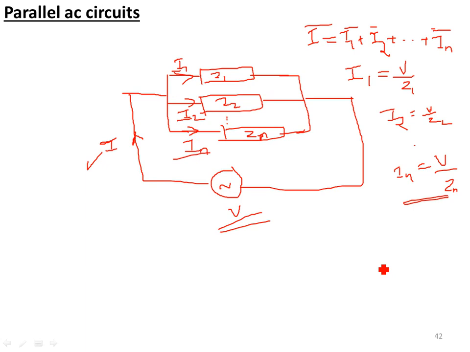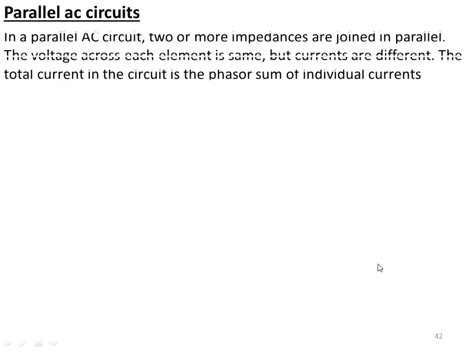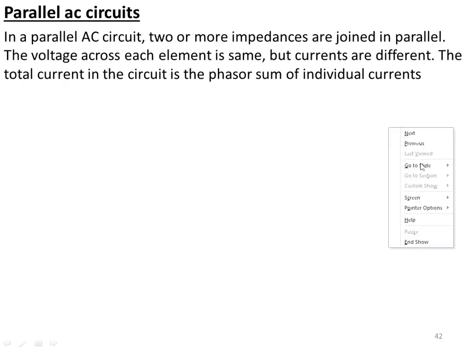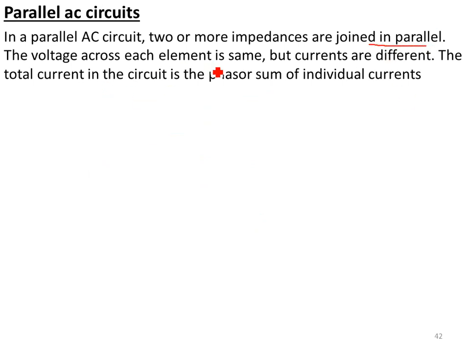So going to the explanation part. In parallel AC circuit, two or more impedances are connected in parallel. The voltage across each element is same, but currents are different. That means voltage V is same for all impedances, but currents through each impedance will be I1, I2, etc. In. The magnitude as well as angle of I1, I2, etc. In will be different. The total current in the circuit is equal to phasor sum of individual currents. That means I is equal to I1 plus I2 plus etc. plus In in phasor form.